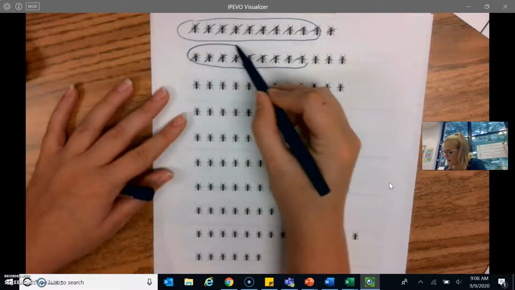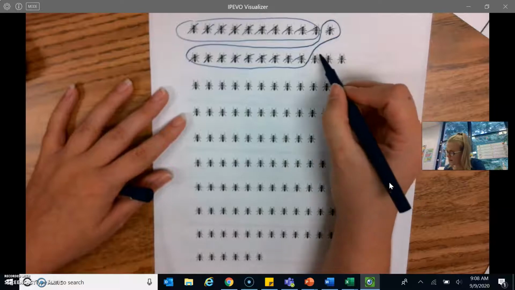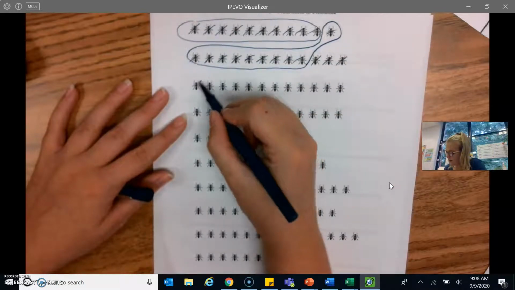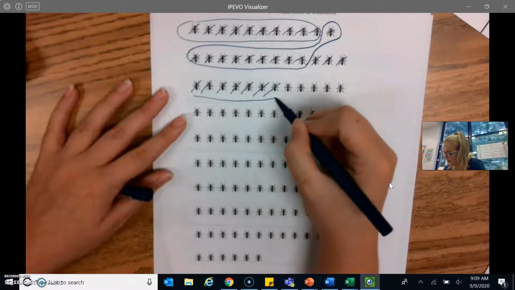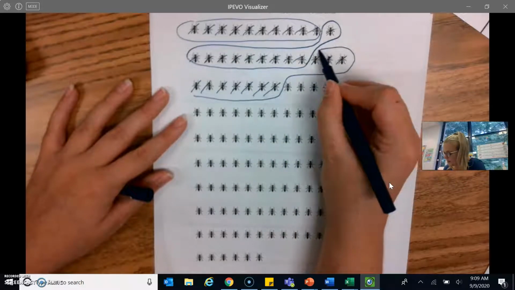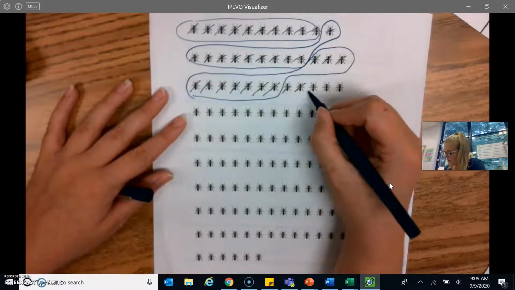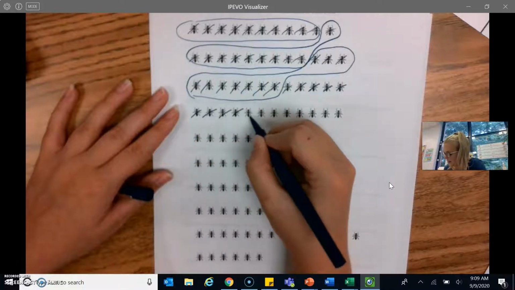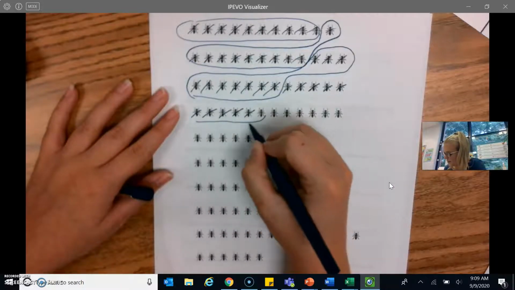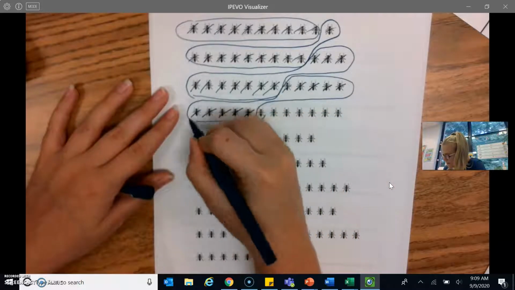Let me not forget to go up and get this guy because he's a part of this 10. I have 1, 2, 3, 4, 5, 6, 7, 8, 9, 10. Let me go get these guys. Okay, then I have 1, 2, 3, 4, 5, 6, 7, 8, 9, 10. Oh wait, not him. Alright, and I'm going to keep going.